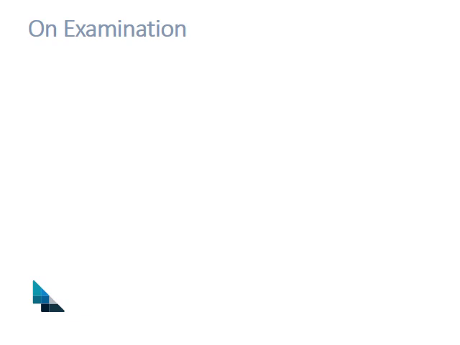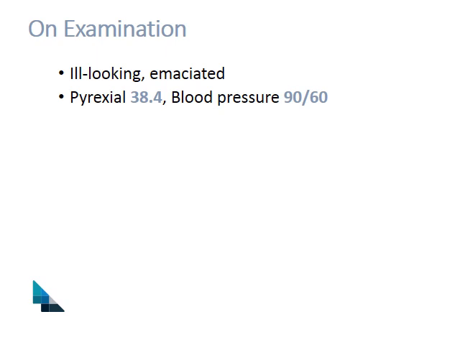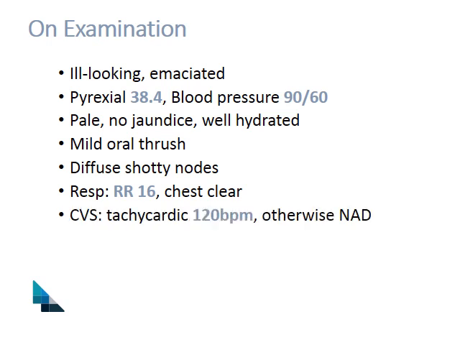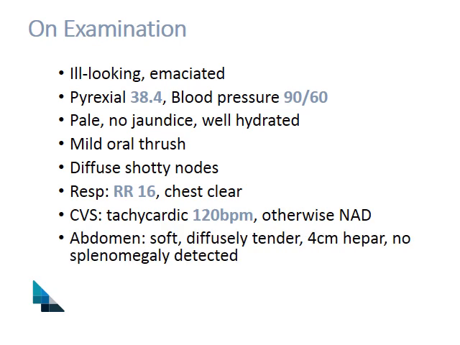When we examine our patient, this is what we find. He's ill-looking and emaciated. He has a fever and quite a low blood pressure, 90/60. He's pale, no jaundice as such, fairly well hydrated. He's got a bit of oral thrush, diffuse shotty nodes. The respiratory rate is normal, chest sounds clear. Cardiovascular is a bit tachycardic, which is not surprising looking at that fever, but otherwise all right.